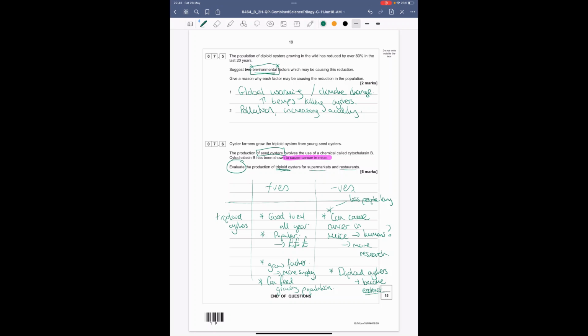So this paper was quite challenging. There are loads of different weird situations they've put the biological knowledge in. It's just a case of identifying whatever context they throw at you. They can only assess you with the biology that they've put in the specification. So just identify what part of the course it's talking about, and then you can try and link the context to it.